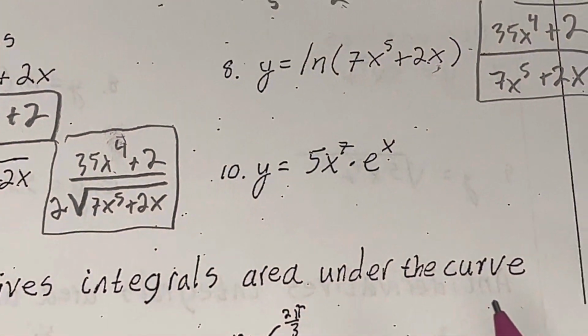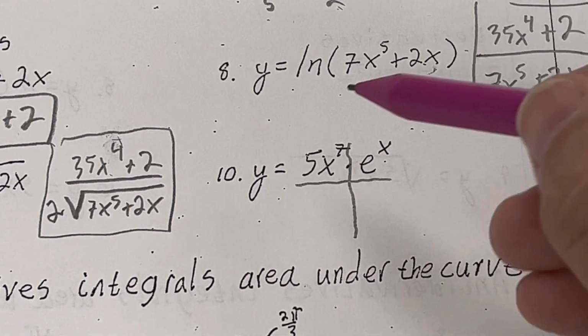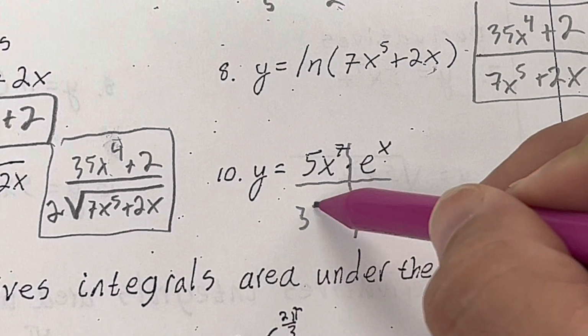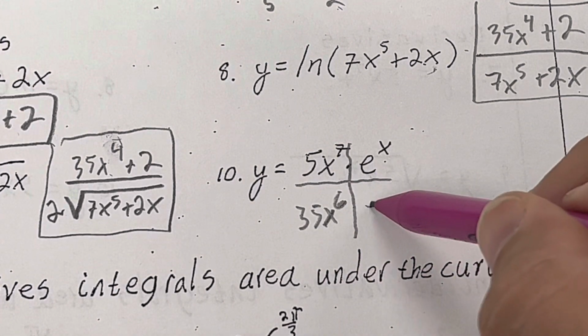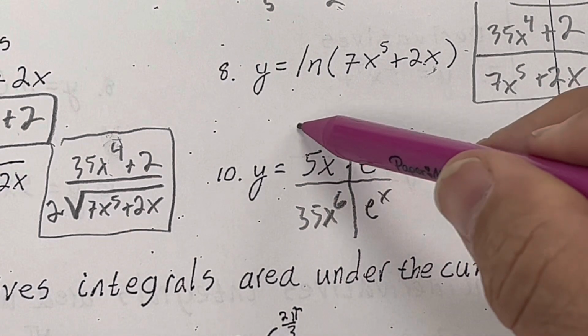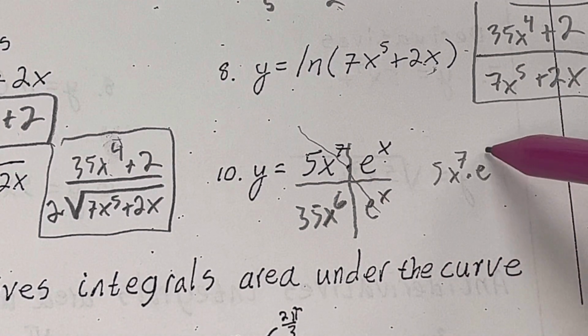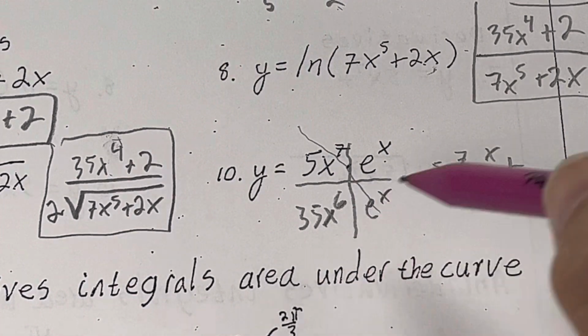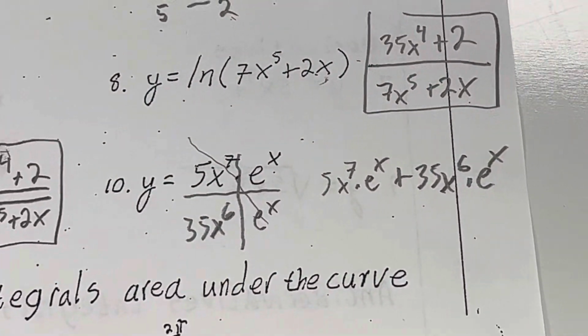Product rule. Crack it down the middle like an egg. Set up a T-chart. The derivative of 5x to the 7th is 35x to the 6th. The derivative of e to the x, recall, is itself. Crisscross applesauce. 5x to the 7th times e to the x plus 35x to the 6th times e to the x.